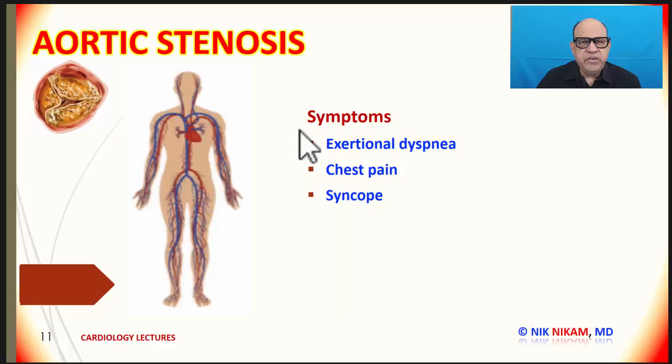The predominant symptoms of aortic stenosis include exertional dyspnea, chest pain, and syncope. These three symptoms are sort of the hallmark of patients with aortic stenosis. Those patients who have critical aortic stenosis may manifest with any one of these symptoms, and they may have a direct relationship to the patient's underlying physiology and also prognosis.